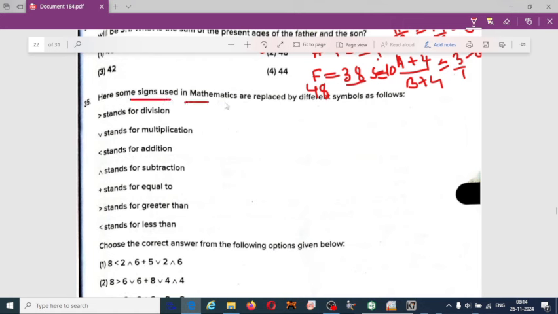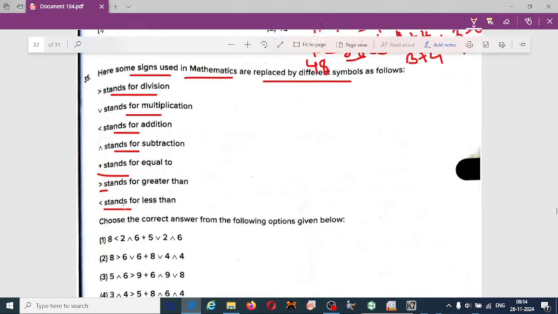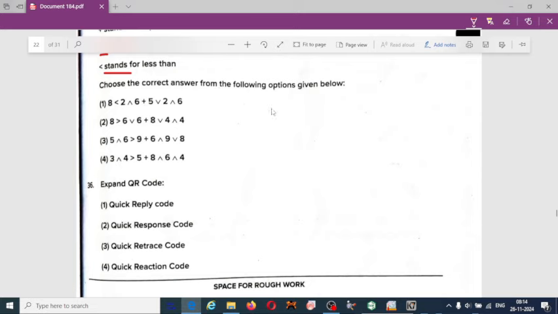Here some signs used in mathematics are replaced by different symbols as follows. This greater than less than stands for division. This below mark stands for multiplication. Greater than stands for addition, and the caption stands for subtraction. Plus stands for equal. Again this greater than stands for greater than, and less stands for less than. So here we have to choose the correct answer.